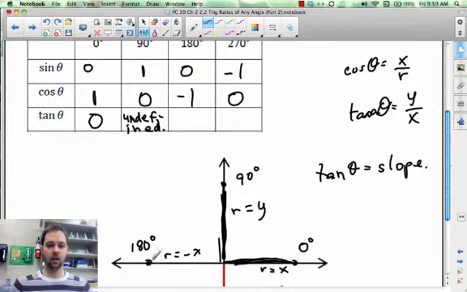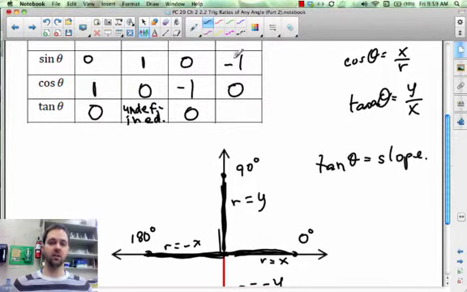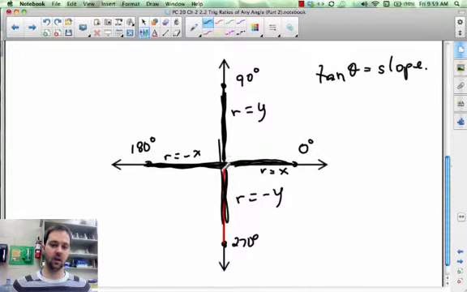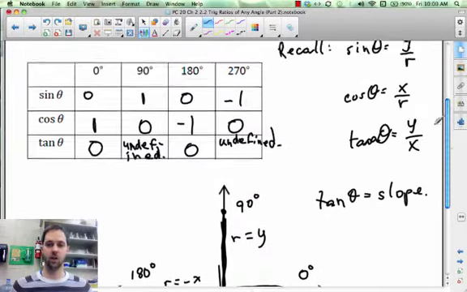At 180, again, tangent is the slope. So what's the slope of this line? Well, it's completely flat. It's horizontal, so it has no slope. And we can verify that again with y divided by x. 0 divided by negative 1 is 0. And that's what no slope means. Then for 270 degrees, negative 1 divided by 0. And again, you cannot divide by 0, so this one will also be undefined. You can verify that just by looking at it and realizing this is an infinite slope in the negative direction.